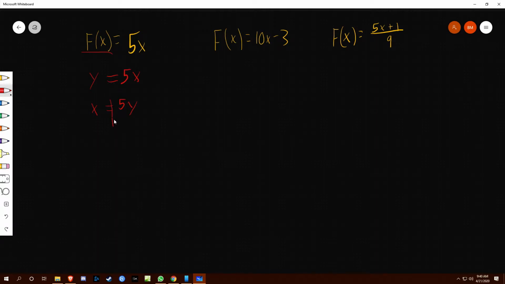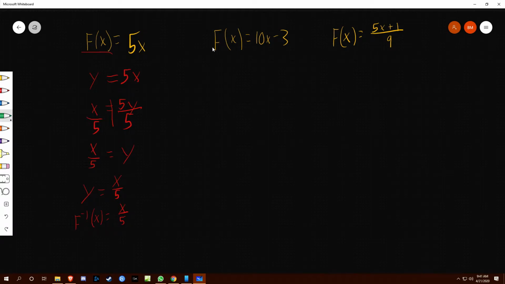Well, what's on the same side as y? 5. What's the 5 doing? It's multiplying. How do you get rid of multiplication? You divide. So I divide both sides by 5. So I have x over 5 equals y. I'm going to go ahead and flip this around. And then I'm going to put it in inverse notation, which is going to be f negative 1 of x equals x divided by 5. This is the inverse. So these are inverses of each other. That's all it is. So if I come over here, let's do the next one.